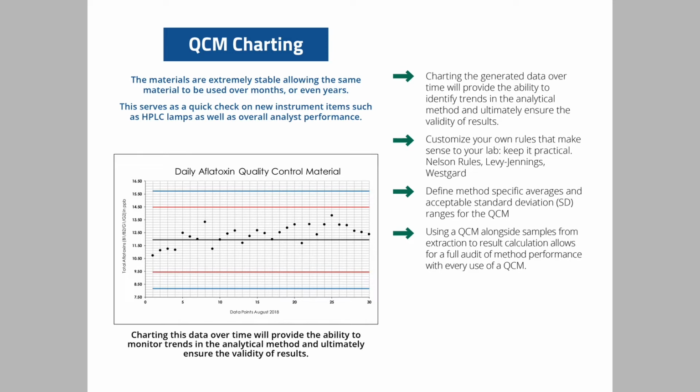By taking 30 analyses and coming up with your own average, data can be plotted so that run acceptance criteria can be derived from all of the QC data that has been generated. These quality control materials are extremely stable, and because of that, the same material can be used over many months or even years. This allows comparisons over the course of many different methods, many different solvent lots, all types of variables that liquid standards can really not handle. So by taking this charted data, it will provide the ability to identify trends in any analytical method that you may have.